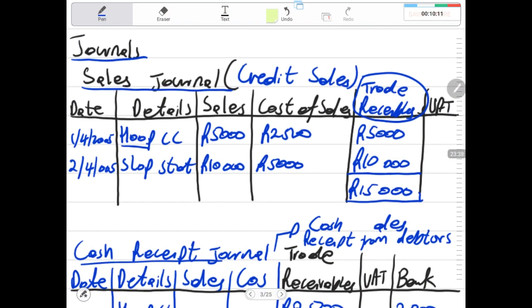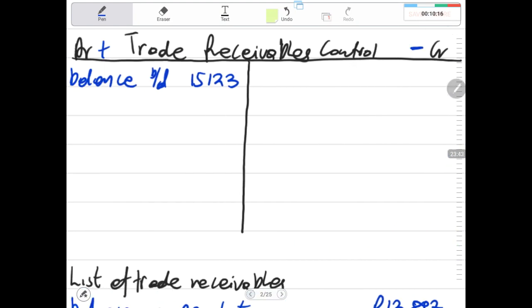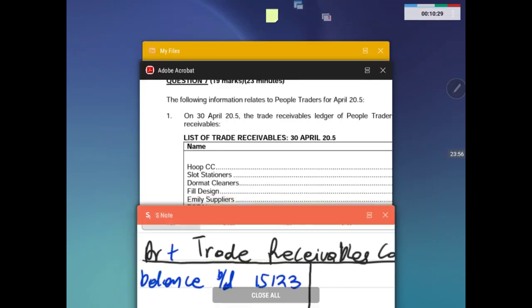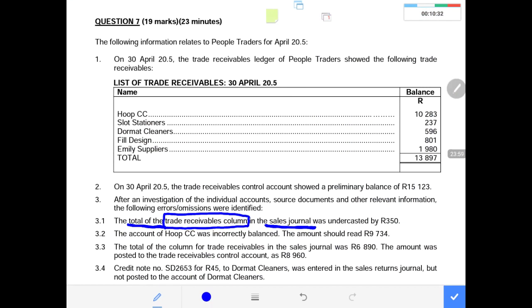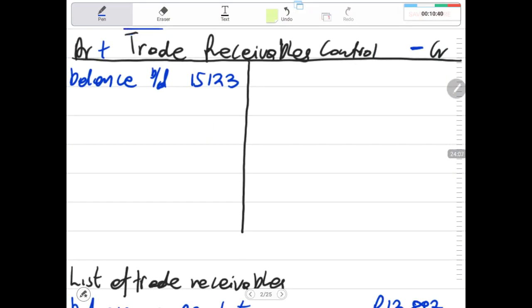In other words, they are saying the amount that is here at the bottom, which is this total, the one that was supposed to be transferred on the debit side, not as an opening balance, but just as a transaction. The amount that was supposed to be transferred here was undercasted, meaning it was less than it was supposed to be. And I hope we are very clear with that. So now that means it is telling us very clearly that the debit side of the trade receivables control is less than it is supposed to be. Remember the word undercasted, meaning less than it was supposed to be.